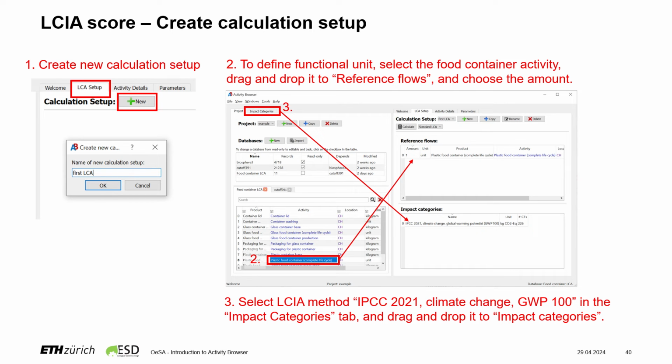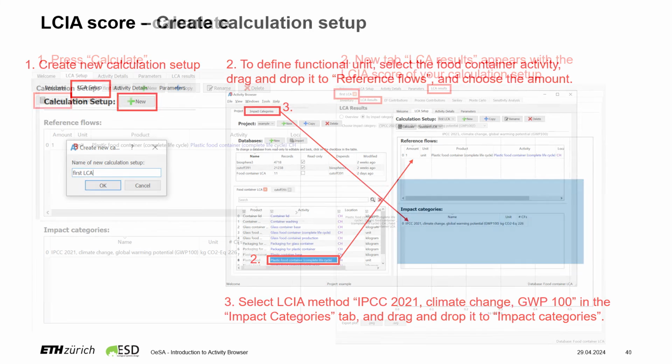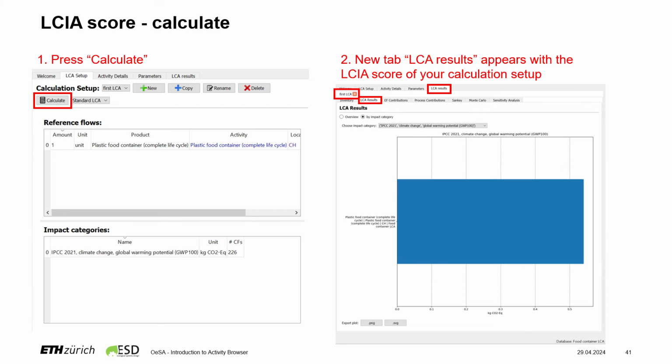And then it shows you two boxes, basically reference flows and impact categories. Into these boxes, you can simply drag and drop your activity. So I already have done it. And then you also choose an impact category from the list, and you can drag and drop it into impact categories as well. Once you've done it, when you press calculate, you will see your impact assessment score in some time. Yeah, here. So for me, it's 0.5 something kilograms of CO2 equivalent.